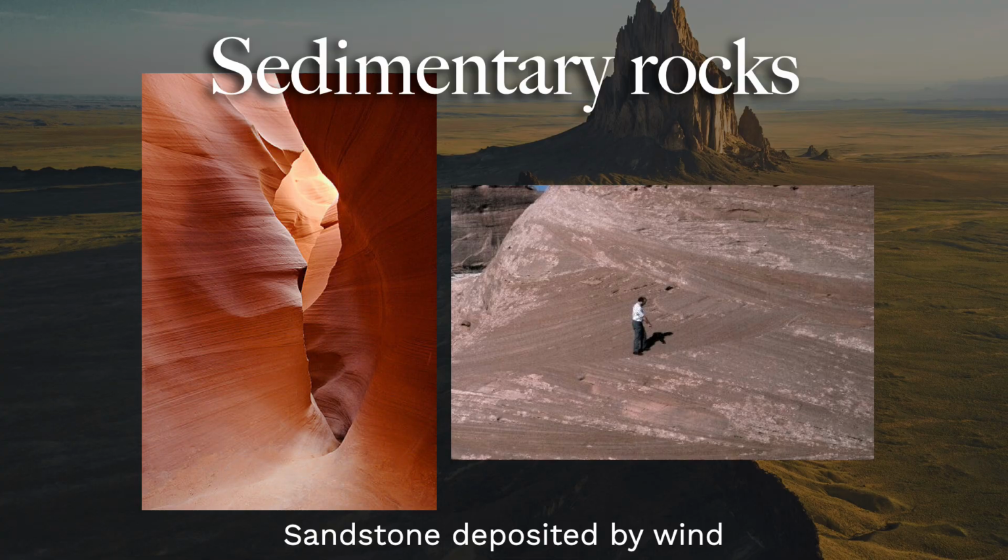Here's another photo on the right of a sandstone with a person for scale. And here you can see these large bedding planes, these linear features or lines that you can see on here. That's revealing those same planes where all those different sediment layers were deposited onto one another.